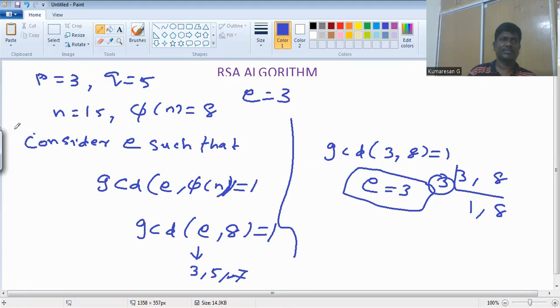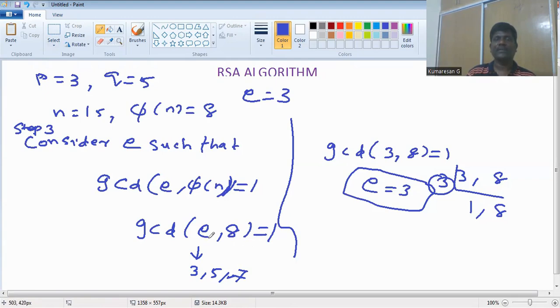Okay, this is step 3. We need to consider E as the public key. Whenever E is the public key, this condition must be satisfied: GCD of E comma phi of n equal to 1. GCD means greatest common divisor. So we must find the public key values through Euler's totient function, GCD of E comma 8 equal to 1.